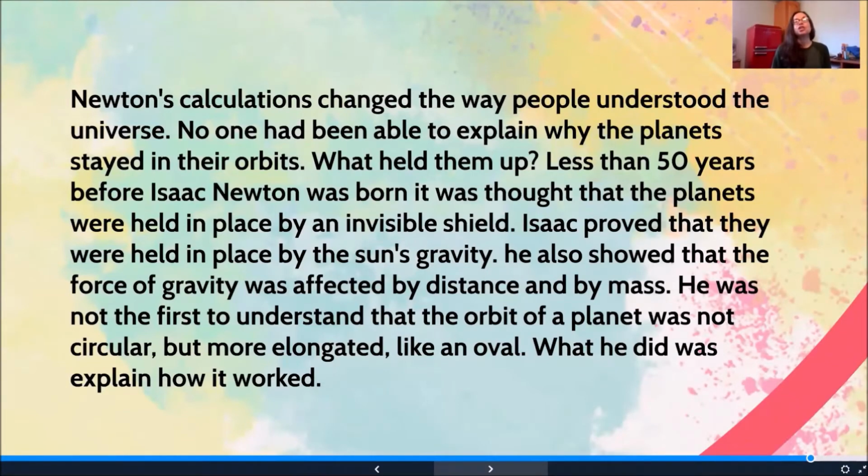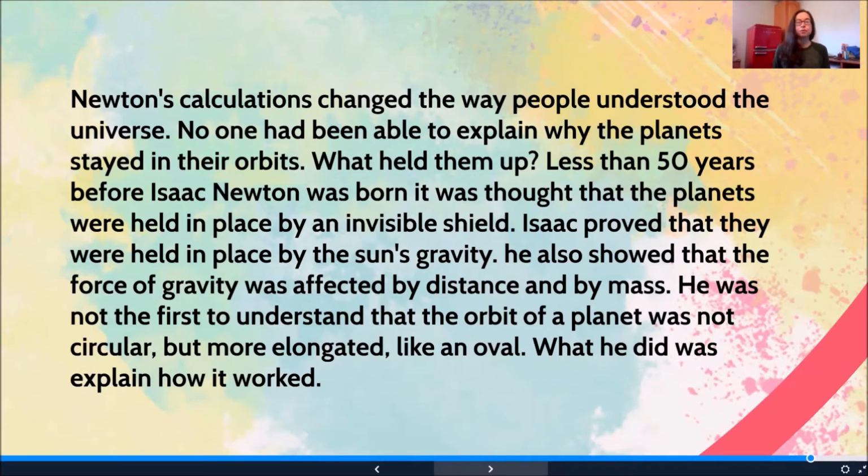Newton's calculations changed the way that people understood the universe. No one had been able to help them understand why the planets stayed in their orbits. Why did they stay up? Less than 50 years before Newton was born, it was thought that the planets were held in place by an invisible shield. But Isaac proved that they were held in place by the sun's gravity.